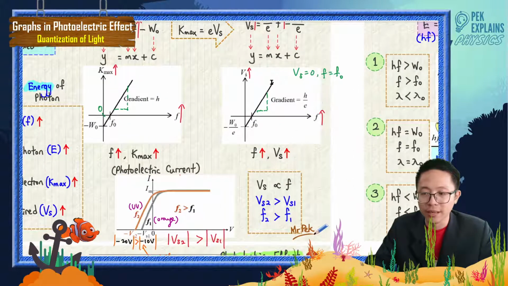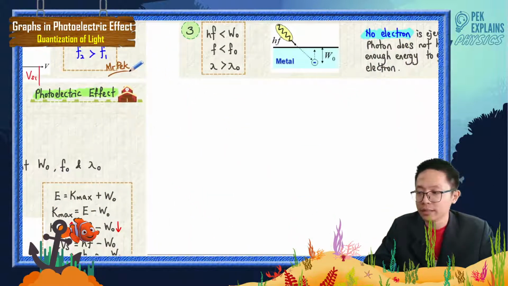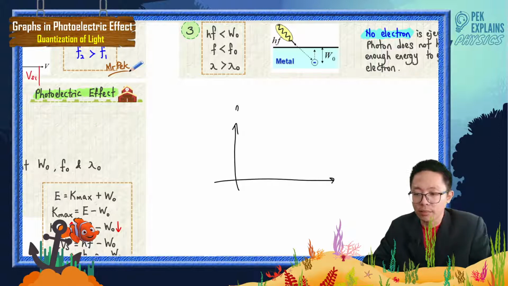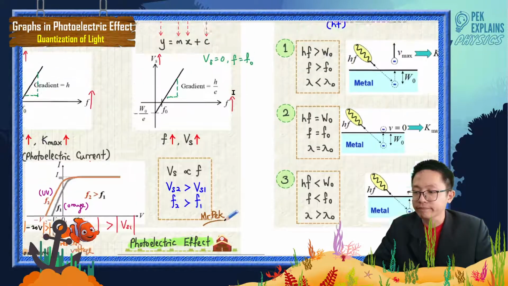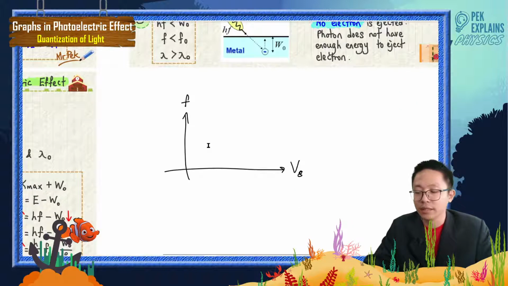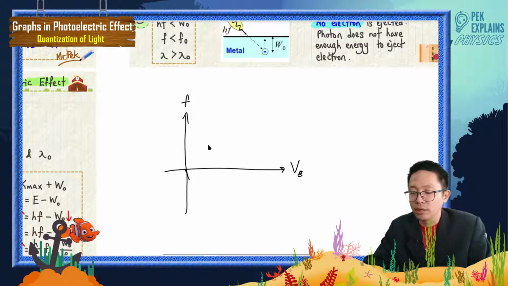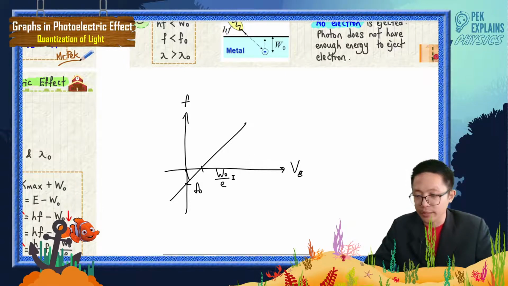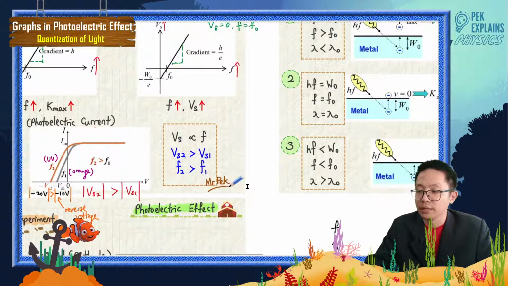Sometimes the axes will be interchanged. The Vs will interchange with f, and it becomes a graph like this. This one becomes f, this one becomes Vs. If they interchange, then you must know what it represents. This one is the f naught already, and the graph becomes something like this, so this one becomes the W naught over e. Understand? You must know the interchange.